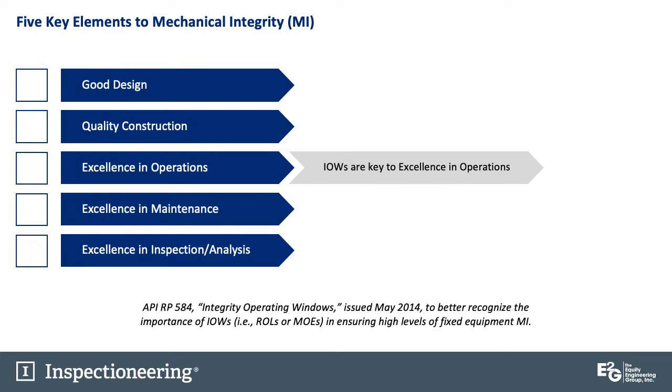So there are five key elements to mechanical integrity, and the one we are focused on today is excellence in operations and the fact that IOWs are key to excellence in operations. There are many other key elements to mechanical integrity: good design, quality construction, excellence in maintenance, and excellent inspection that all play into it and have very, very important roles in mechanical integrity. But today's focus is on excellence in operations and the fact that IOWs are key to that in terms of obtaining a high level of mechanical integrity in a refinery.